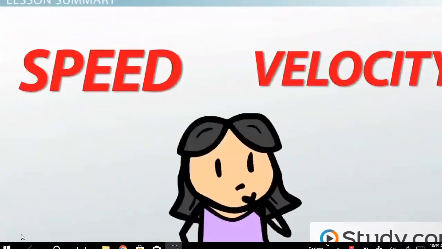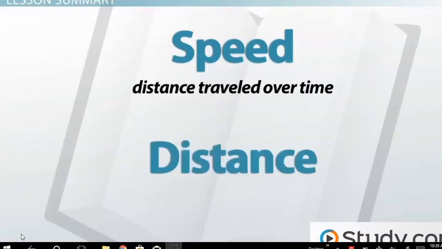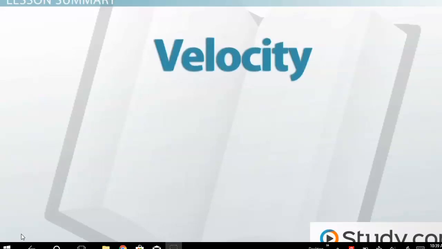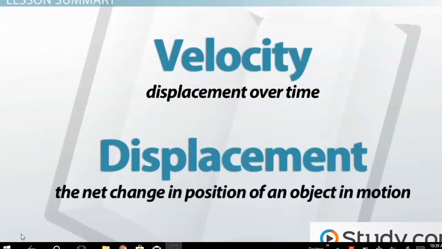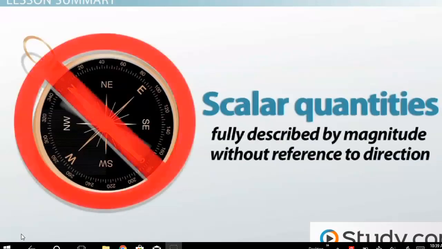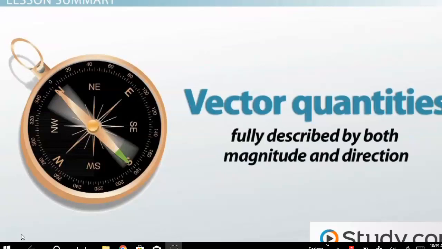To summarize, speed and velocity are similar, but different. Speed is a measure of distance traveled over time, where distance refers to how much ground is covered by an object in motion. Velocity is a measure of displacement over time, and displacement refers to the net change in position of an object in motion. Distance and speed are scalar quantities, as they are fully described by magnitude with no reference to direction. Displacement and velocity, on the other hand, are vector quantities, as they are fully described by both magnitude and direction.